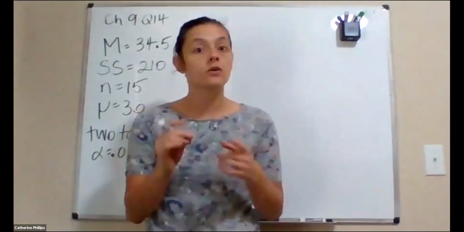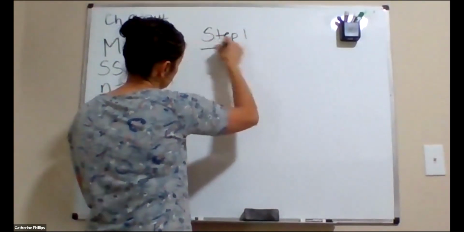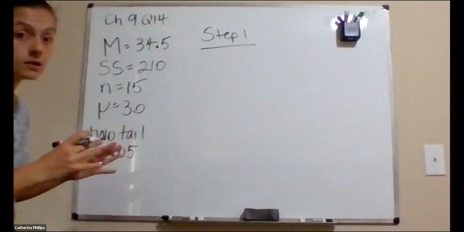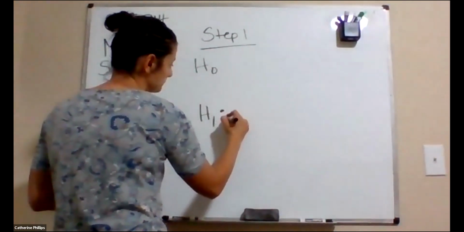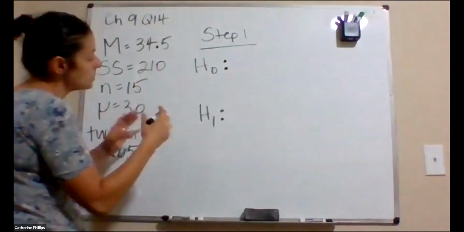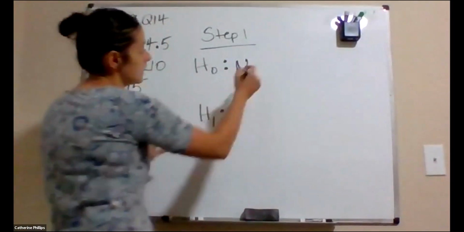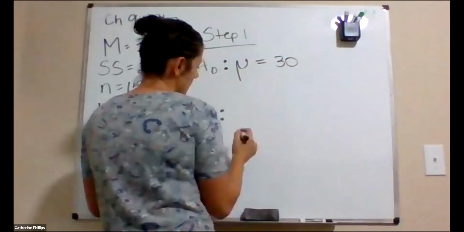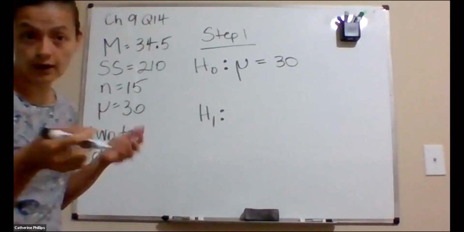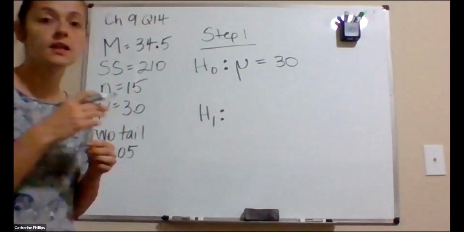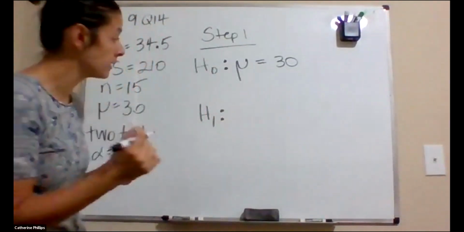The first thing we are going to do is step 1. We're going to do the hypotheses. We've got a two-tailed test, our null and our alternative. The null is that the mean of the group is equal to 30. That the eye spots have no effect on behavior. The animals spend the same amount of time in the chamber with eyes as the chamber without eyes.